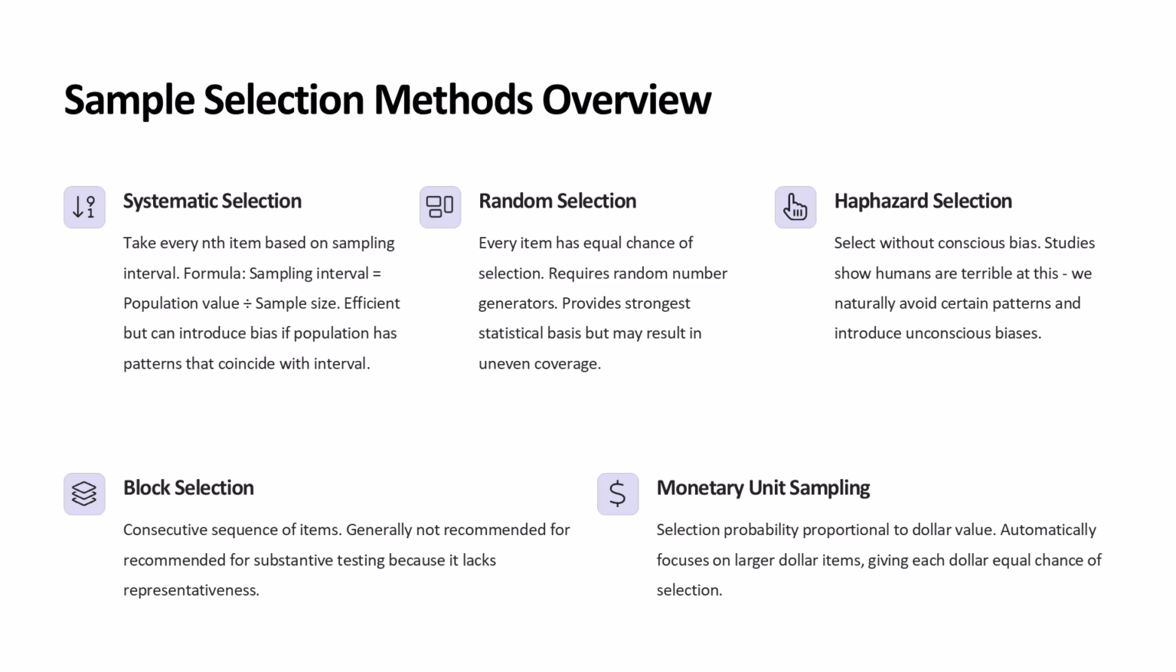5. Monetary unit sampling. Selection probability proportional to dollar value. This is the Rolls-Royce of sampling methods. MUS automatically focuses on larger dollar items, giving each dollar in the population an equal chance of selection. This means high-value items are more likely to be selected than low-value items, which aligns with the audit risk of material misstatement. It's particularly effective for detecting overstatements in populations where errors are expected to be proportional to item size.